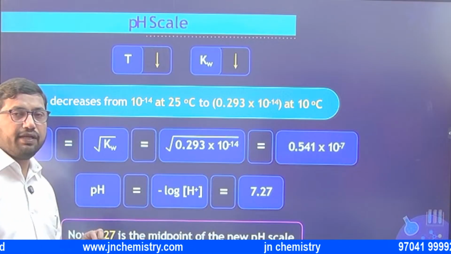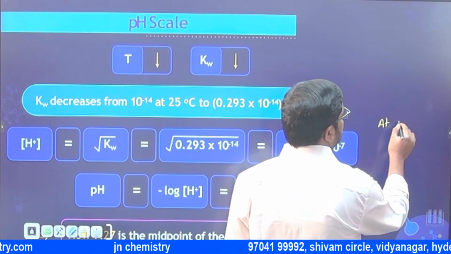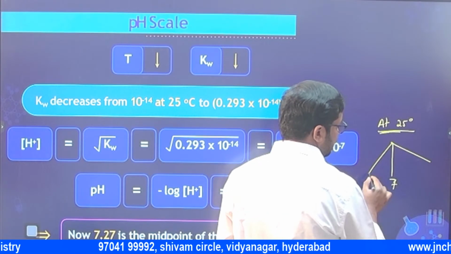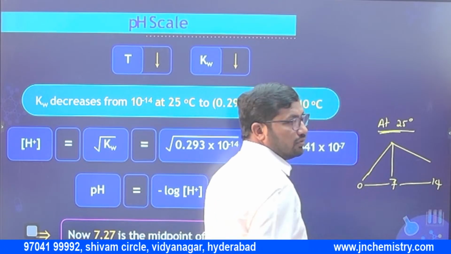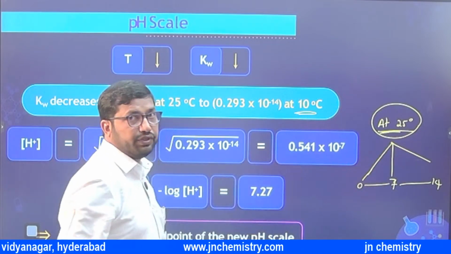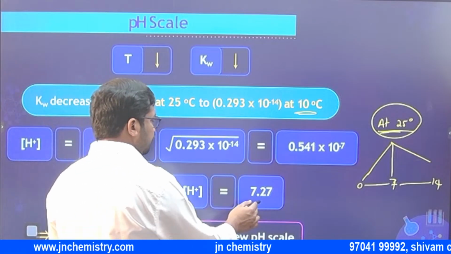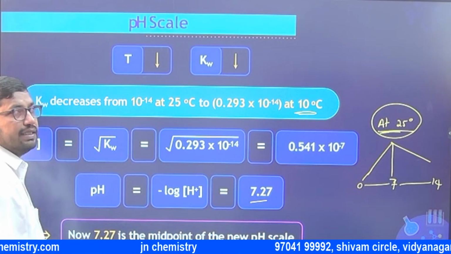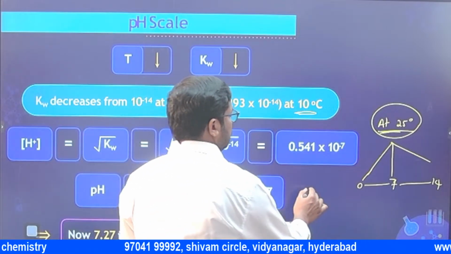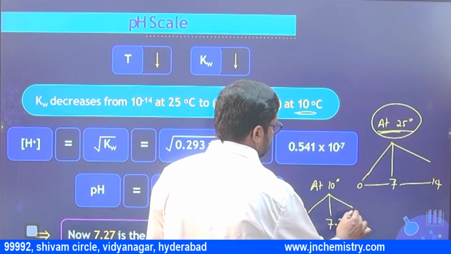Generally the pH scale midpoint is 7 at 25 degrees centigrade. This is very, very important, we need to understand. At 25 degrees centigrade the midpoint is 7, right? 7 means neutral. 0 to 7, 7 to 14, yes or no? But in the case of 10 degrees centigrade, instead of 25, the midpoint changes from 7 to 7.27. So 7.27 is the midpoint of the pH scale at 10 degrees centigrade. Write that point also.